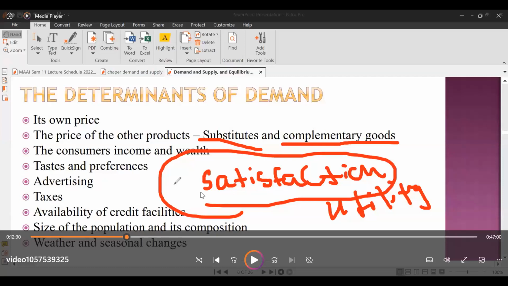What then does it mean by substitute and complementary goods? If you want to purchase a commodity, normally as a rational consumer, we look into the prices of other related goods as well.